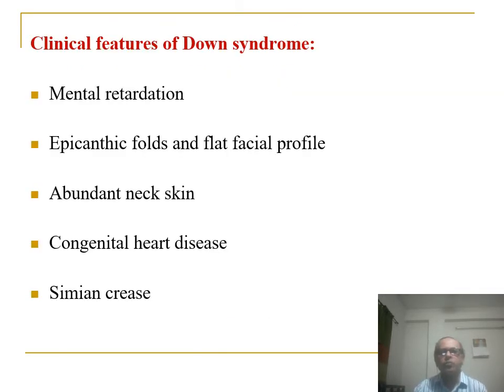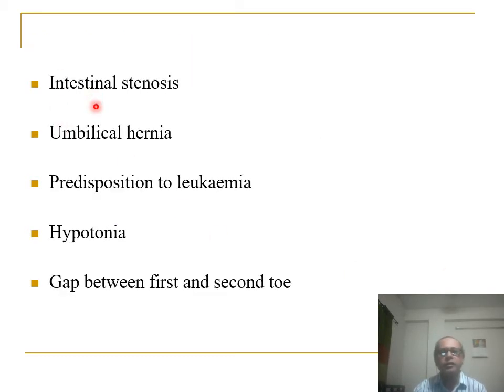Down syndrome is most important, and questions usually come from it. There may be written and viva questions that regularly come. So the clinical features of Down syndrome are most important: mental retardation, epicanthic folds and flat facial profile, abundant neck skin, congenital heart disease, simian crease, intestinal stenosis, umbilical hernia, predisposition to leukemia, hypotonia, gap between first and second toe.